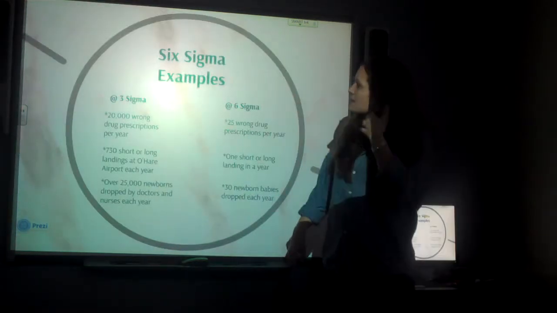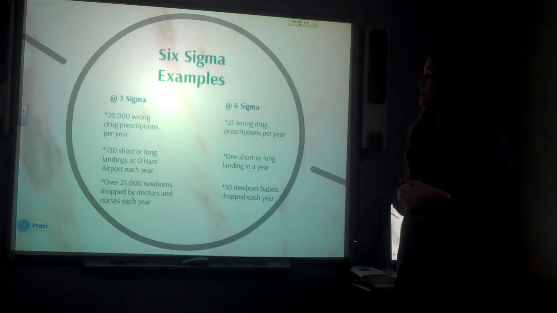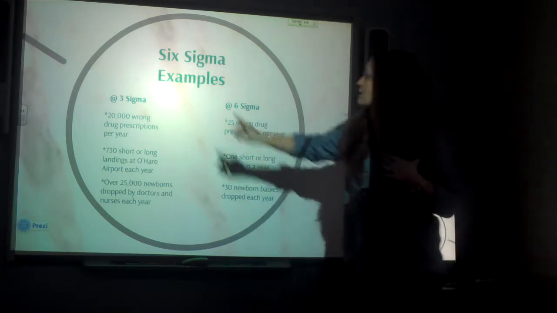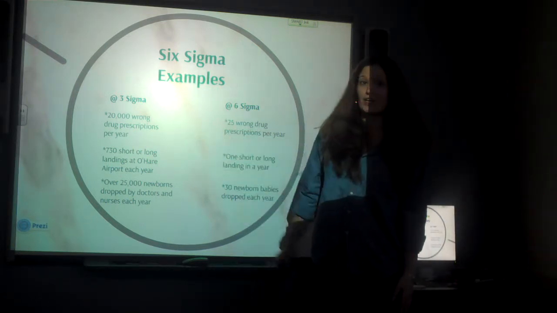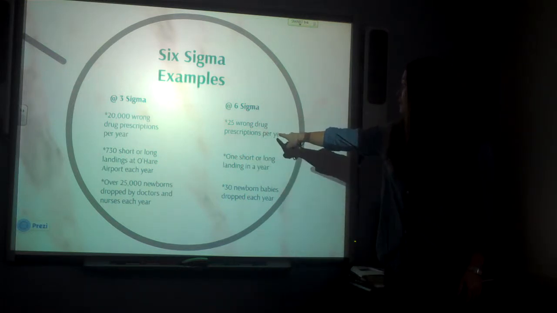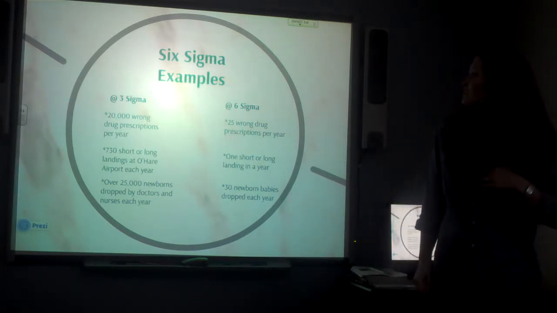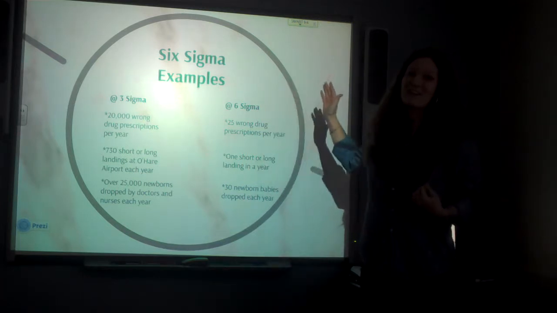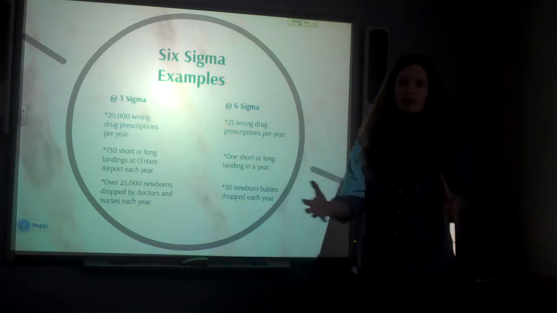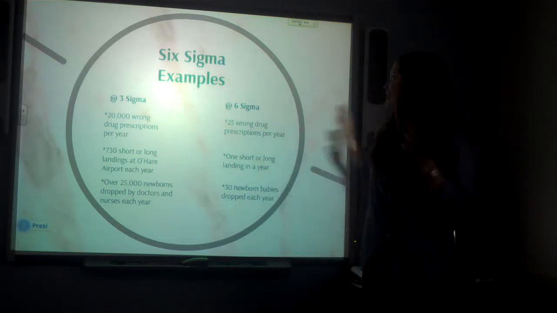So here are some Six Sigma examples, just to give you an idea of how powerful this can be when you apply it to different processes. At 3 sigma, which is 3 standard deviations from the mean, there are 20,000 wrong drug prescriptions per year. If you apply a 6 sigma process with all of these tools, there'll only be 25 wrong drug prescriptions per year. Why isn't that 0 then, for 25? Because you have to keep going out further. 6 sigma is 3.4 defects per million. So if you produce 1 million units, 3.4 of those will be defective. If you want to get even lower, you have to keep going out.